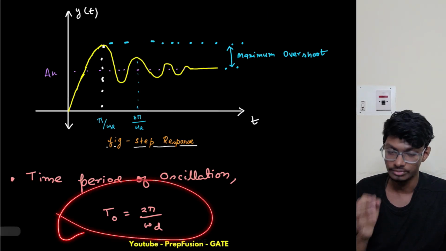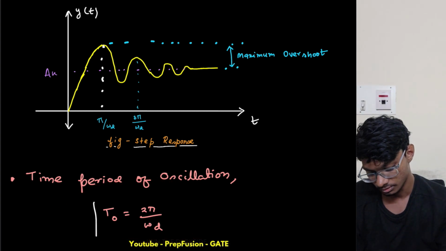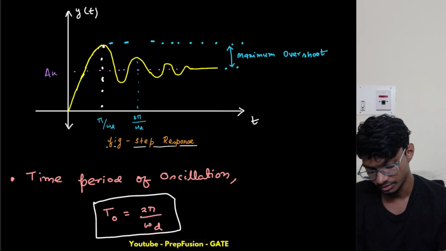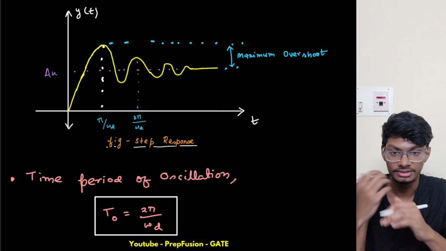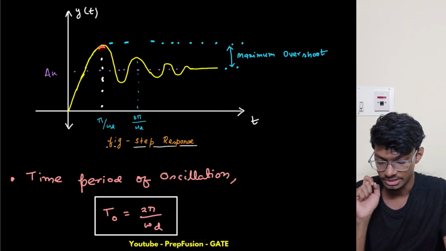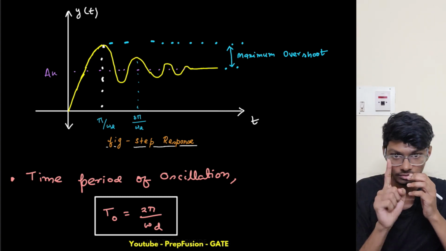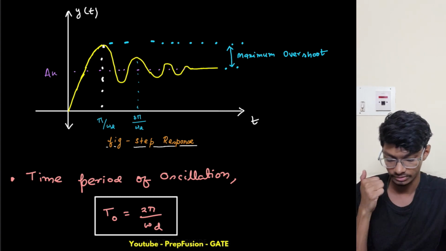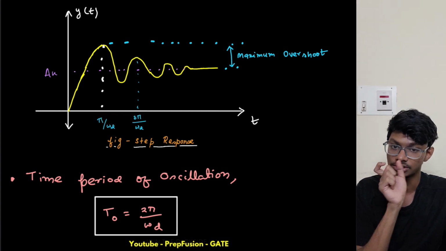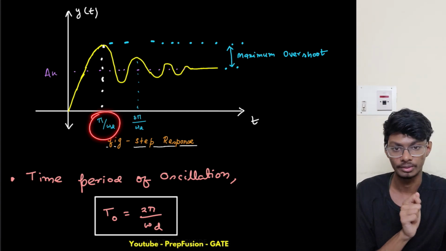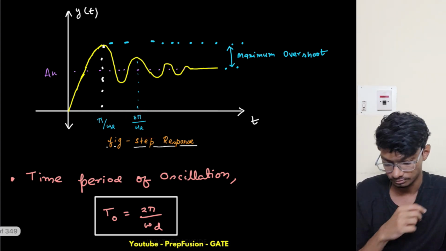The other term is also the time period of oscillation. You have to understand that this is not perfectly periodic, because my values are decreasing, but I am following some pattern. I am again reaching my local maximum here, and then it completes one complete cycle. So what is this time period? This is pi upon omega d and this is 3 pi upon omega d, so the time period is 2 pi upon omega d.